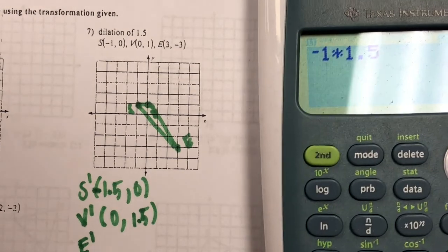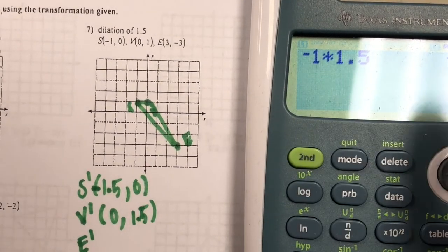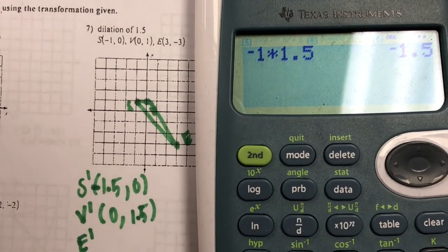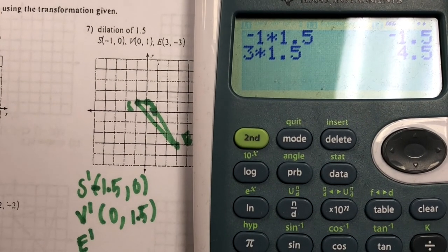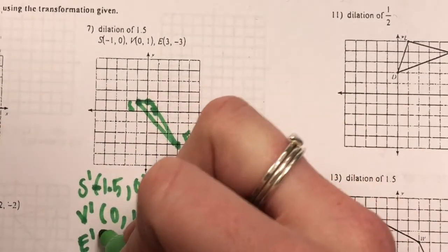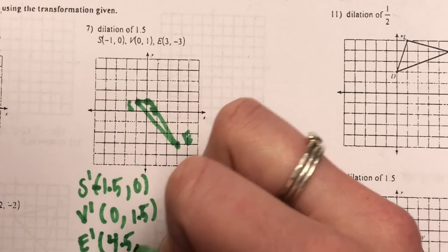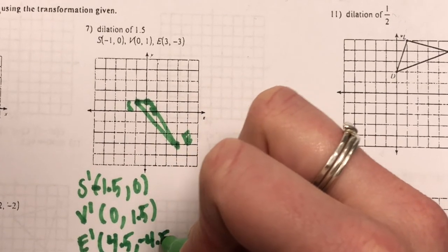Again, we're going to use our calculator, and the reason that I showed you this one is just so that you knew how to do it. So we're going to do 3 times 1.5, and that gives me 4.5. Okay, so E prime is going to be 4.5 comma -4.5.